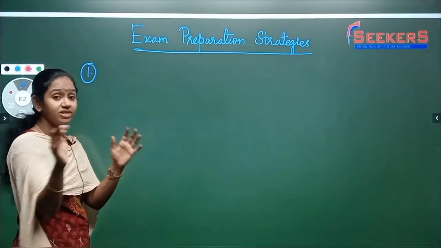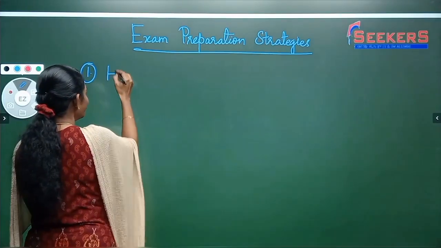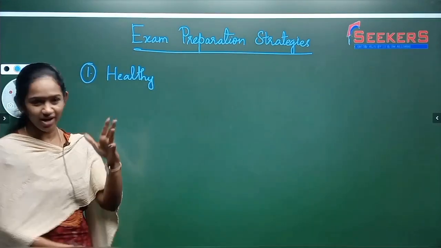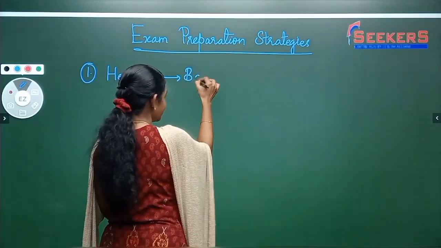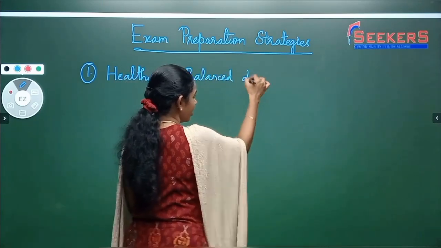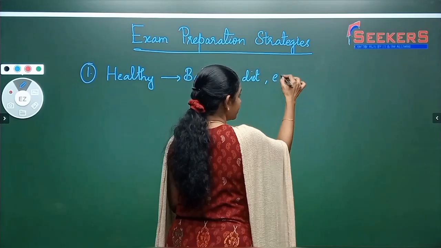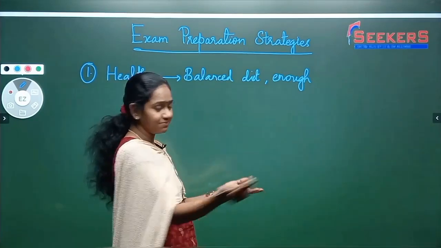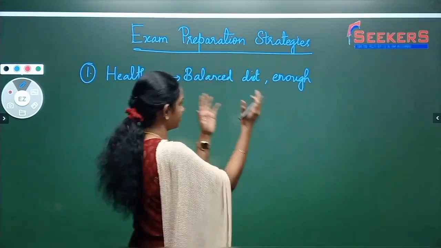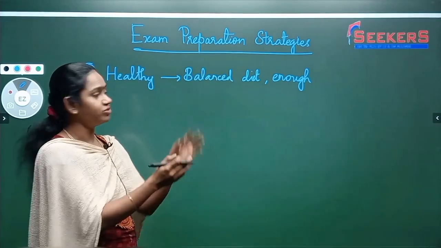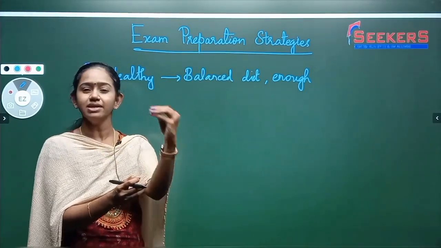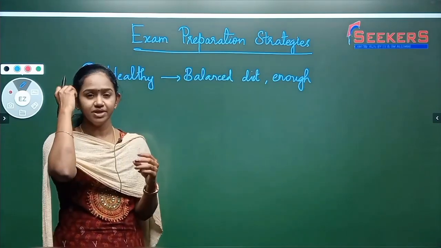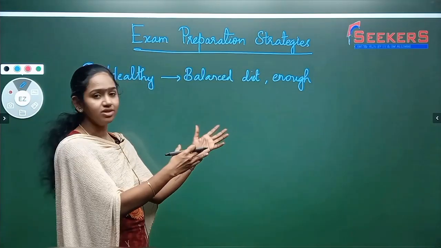So keep yourself healthy. How do we keep ourselves healthy? As a biology teacher, I should tell this: you should have a well balanced diet and enough sleep. It should not be overeating or oversleeping, but you should have basic nutrition and enough sleep, at least 5 to 6 hours. That will keep your brain healthy and aware, and you will be able to concentrate more rather than doing overnight study.